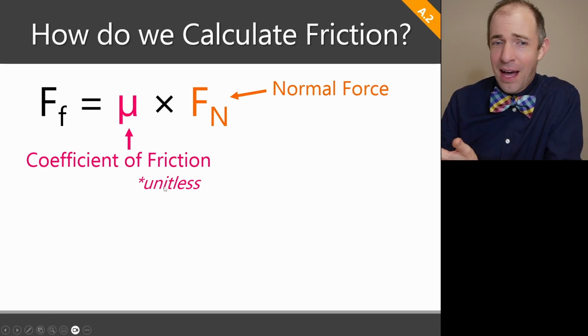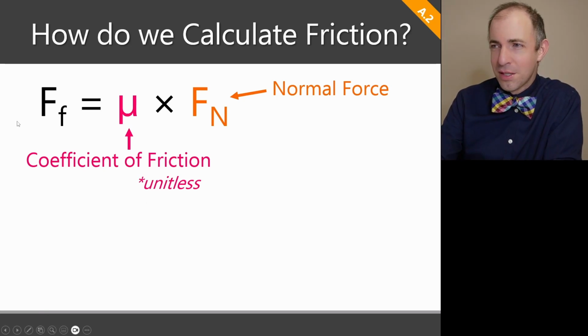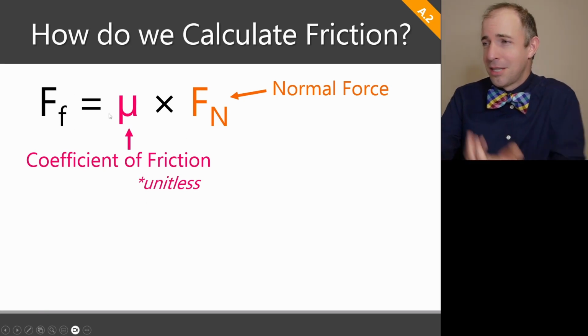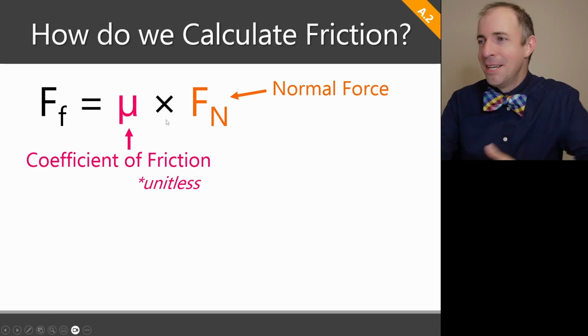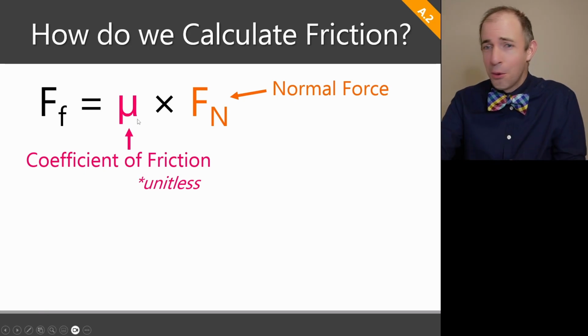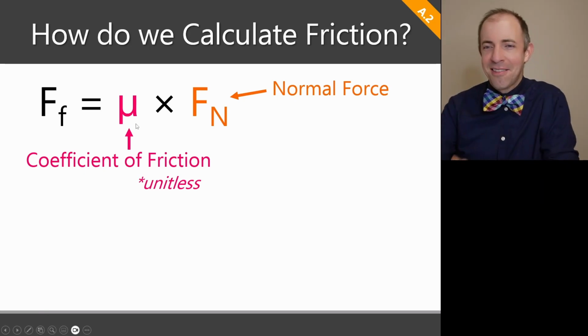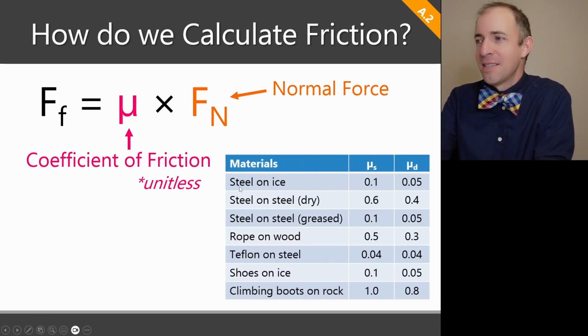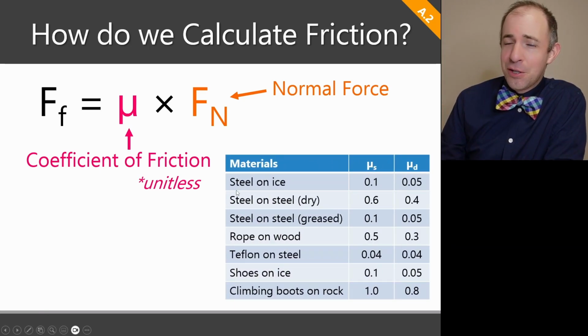This is a unitless value. If you think of the units here, you've got force of friction, that's in newtons, is equal to something times newtons again. That something has to have no unit at all, or our units would not line up with our force on both sides. Now, there are a lot of different coefficients of friction.